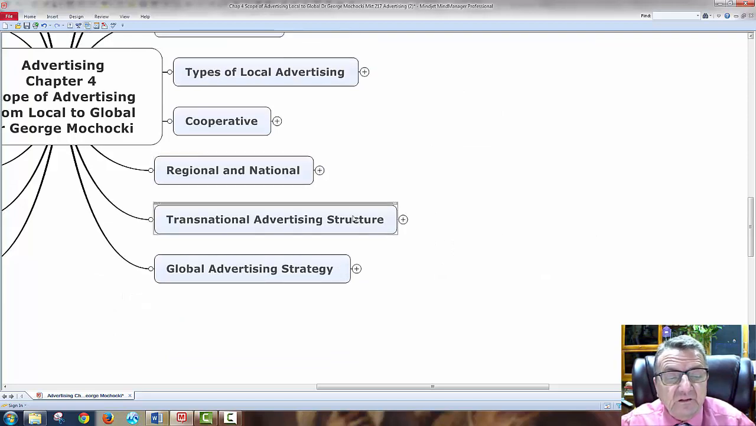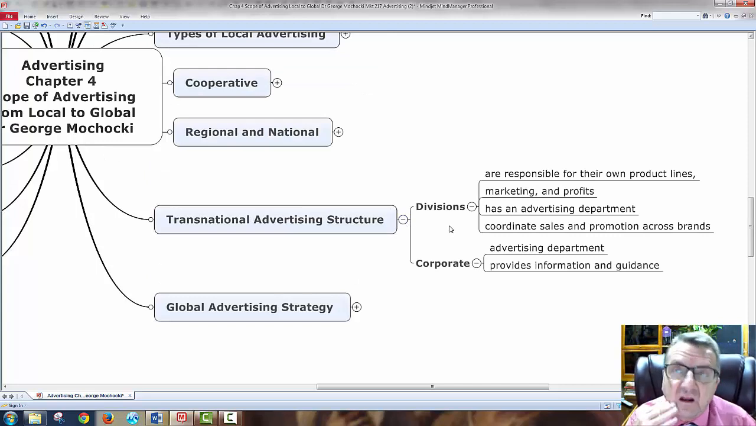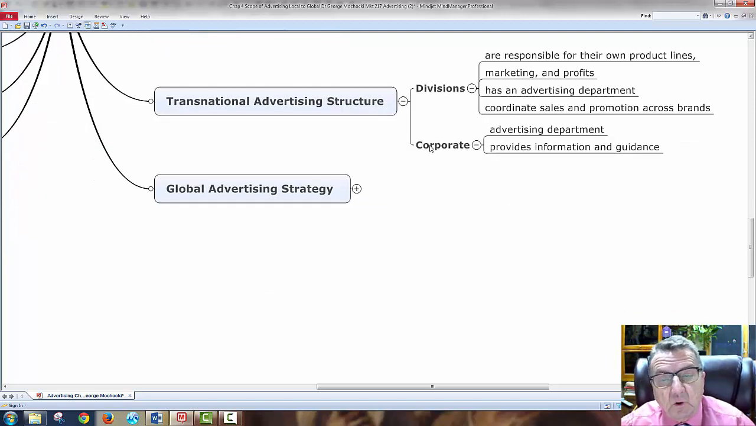Okay, so now the next one you have is transnational advertising. So when I'm looking at transnational advertising, they're basically broken down into divisions. They're responsible for their own product line. They handle national marketing and profits. Each has an advertising department. Remember, they're more decentralized, for lack of better words, and coordinate sales and promotion across different brands. Now, the corporation advertises the corporate brand, so that's a division. Now, the corporate has its own advertising department and provides information and guidance to the division.